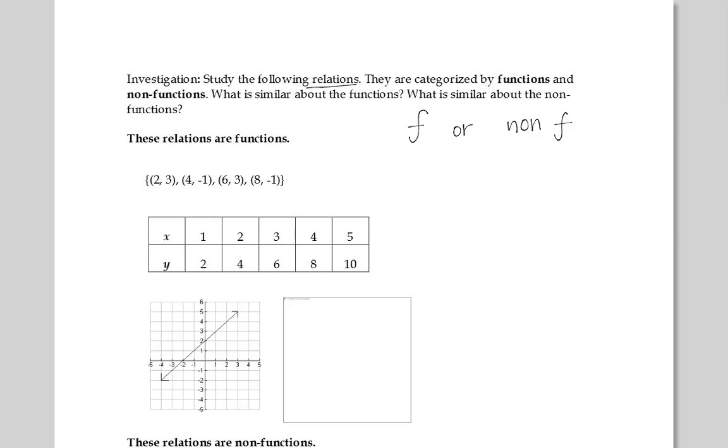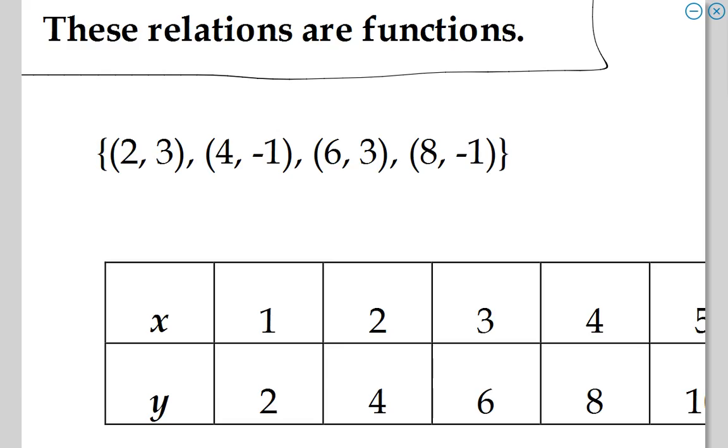And they're going to be given to us. Oh, they've done it for us. These relations are functions. So why? Why are these relations functions? What are you checking for? Each x has only one y. So look for x equals 2. Is there only one y for that one? Same with this one, x equals 4. Is there only one y for that?